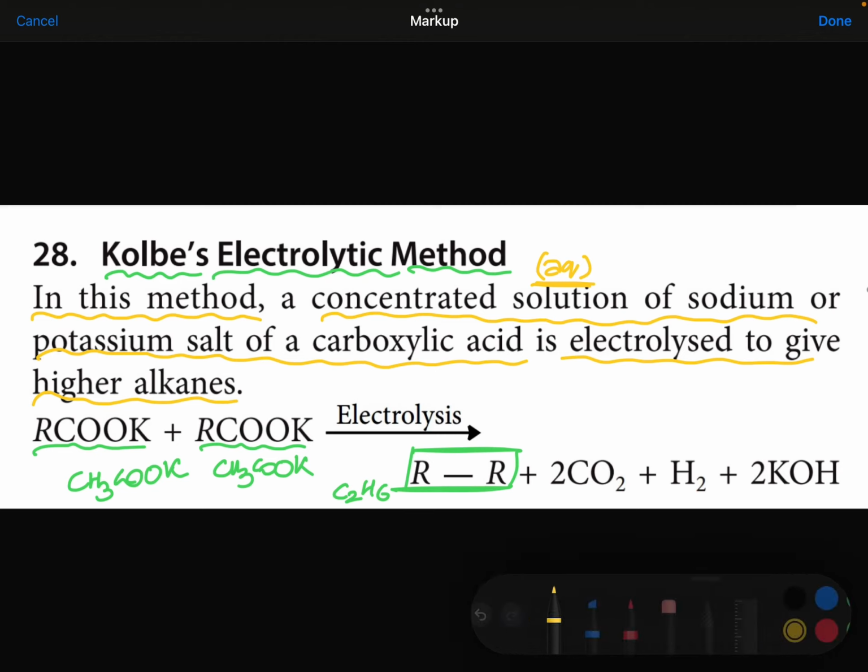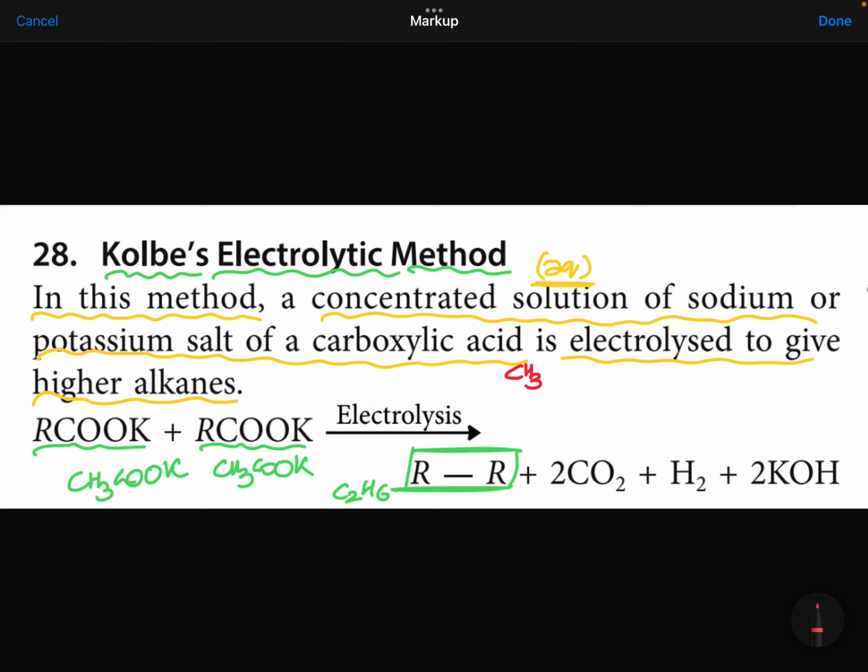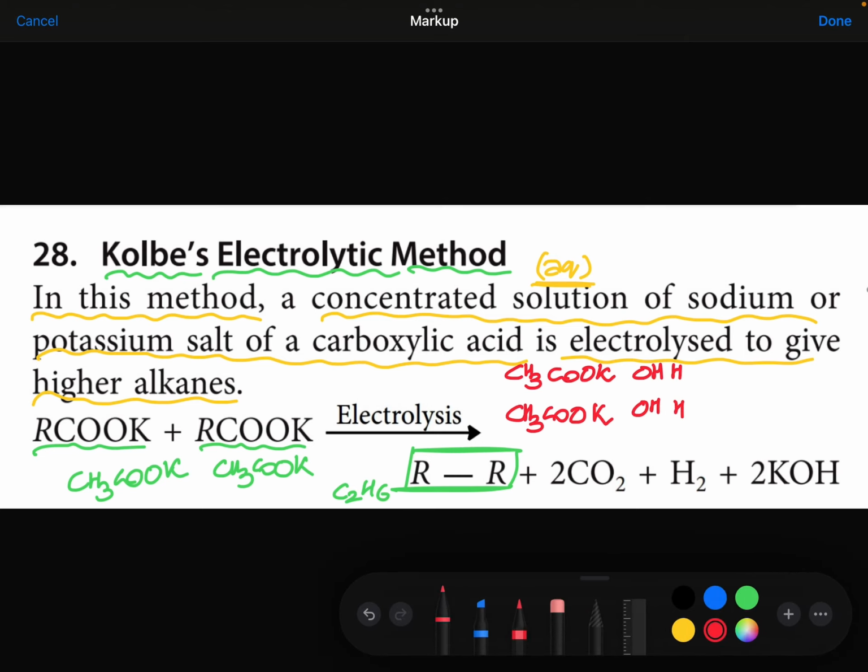Okay, now see, I will give you one shortcut for this. CH3COOK, take 2 units: CH3COOK, CH3COOK. Water I am writing as OHH. Meaning is same, no? OHH, water only. 2 units I have written.